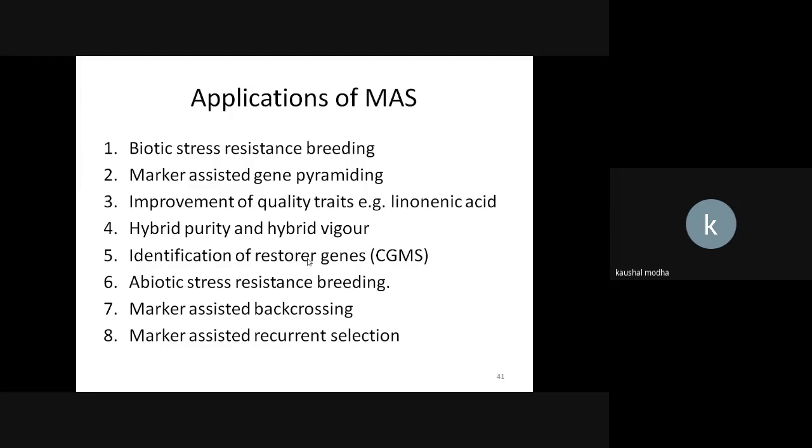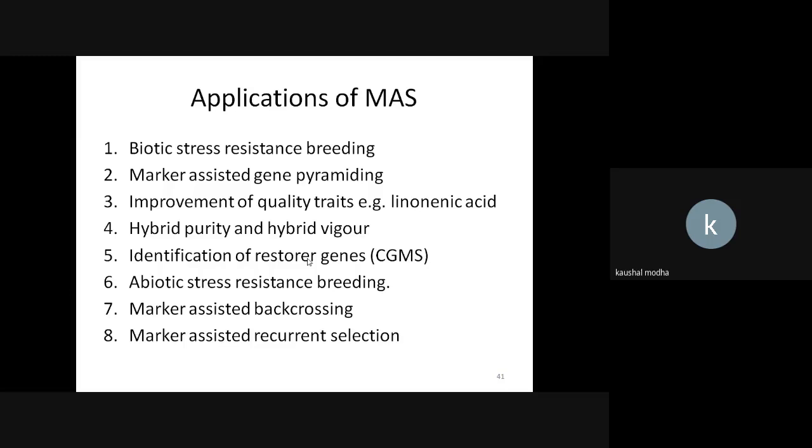But if you can identify the marker which is linked with the restorer gene, then by molecular profiling only, without going to the F1, you can reduce the number of germplasm to be studied. Suppose you have 4,000 germplasm. You can screen this with marker which is linked with restorer gene, and then you can reduce your search to merely 15 to 20 germplasm.